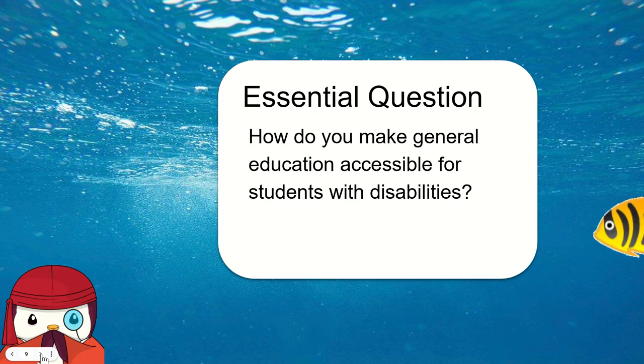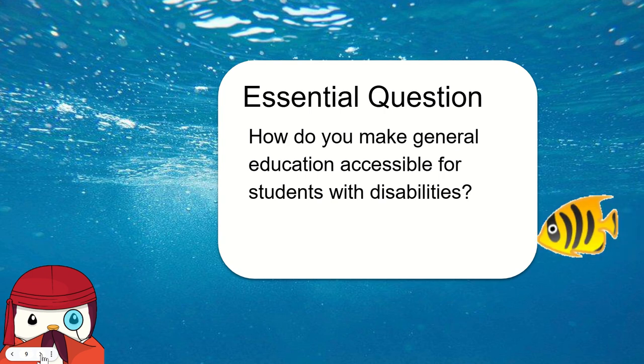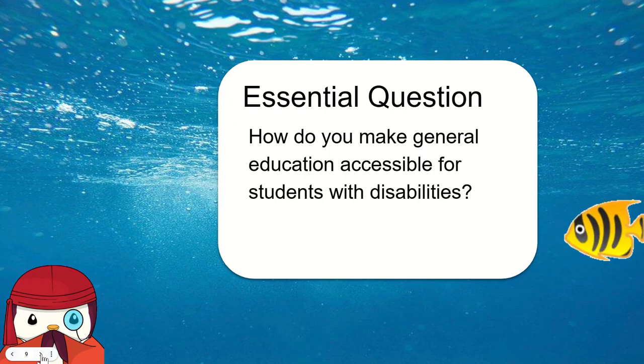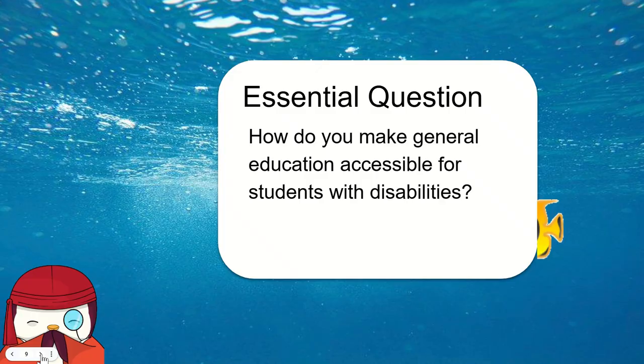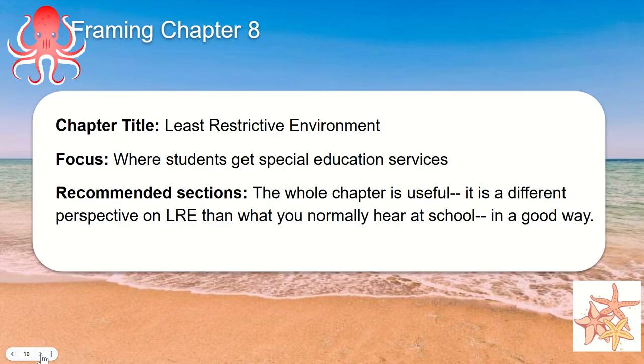Okay, back to the chapters and the other assignments. Chapters 8 and 9, as well as your 3 assignments, focus on one key question. What does it take to make general education truly accessible for students with disabilities? We're going to start looking at that question through Chapter 8, which is an entire chapter on least restrictive environment.